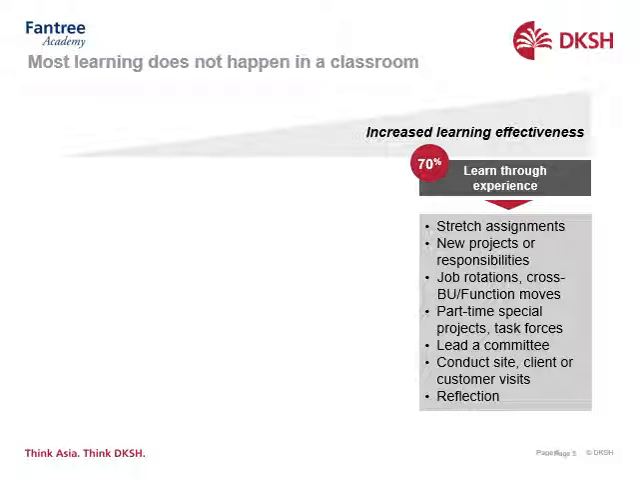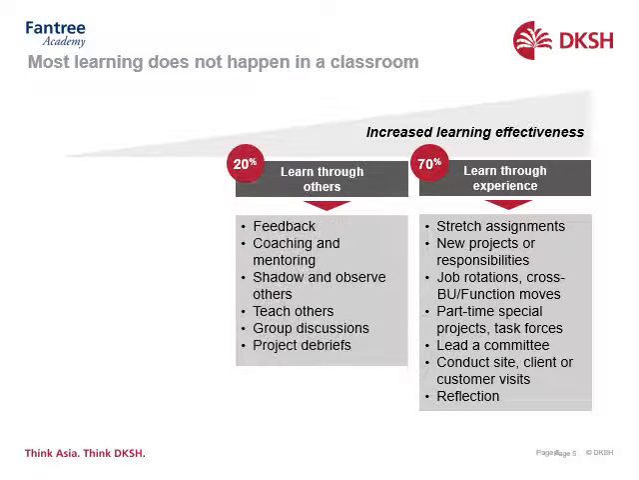Another important part of that learning is learning through others, and this is especially feedback, but also working around and observing people who are skilled in the area you're trying to develop. So shadowing, observing, coaching, being mentored, group discussions even, these are ways that we learn through others.